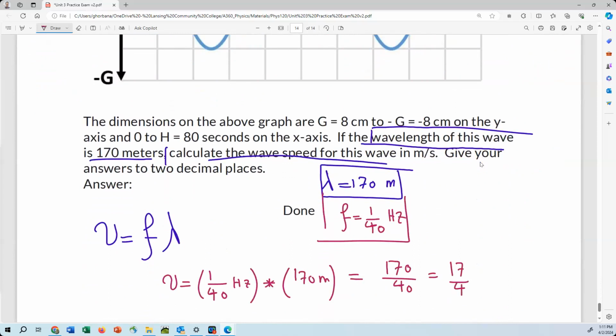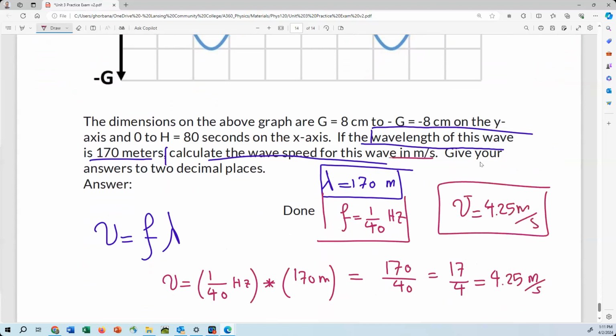So we need to round it to two decimal places. 17 divided by 4 is going to be 4.25 meter per second. So the velocity will be 4.25 meter per second. This is the velocity of the wave in meter per second.